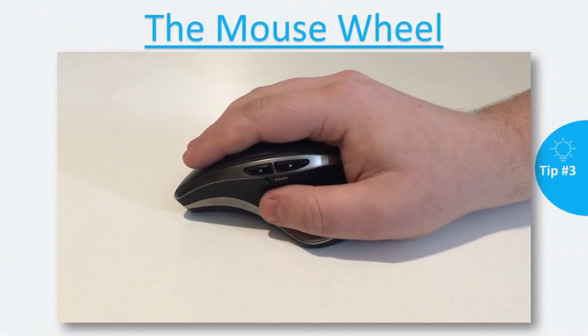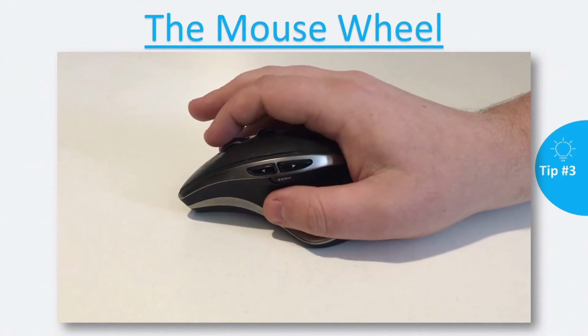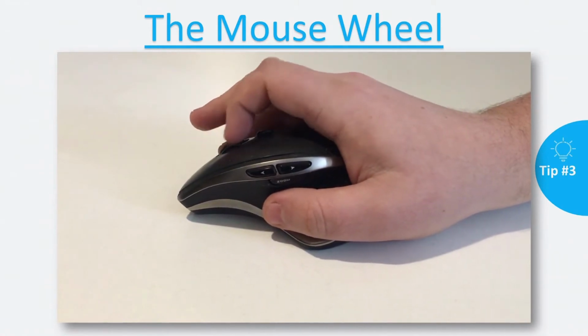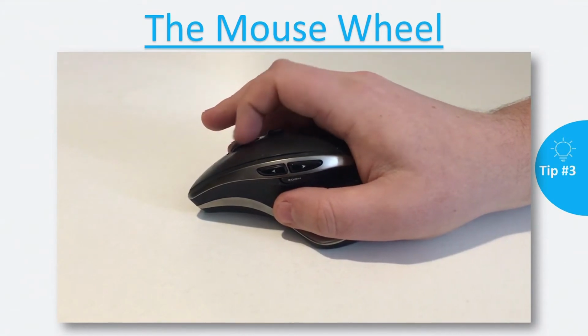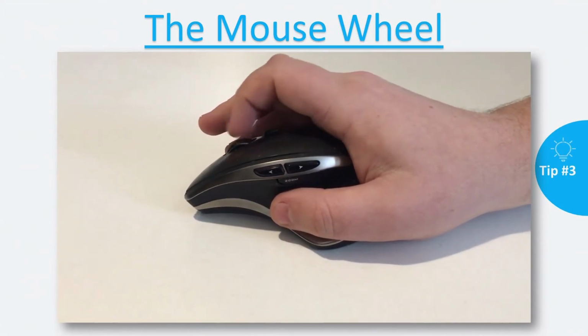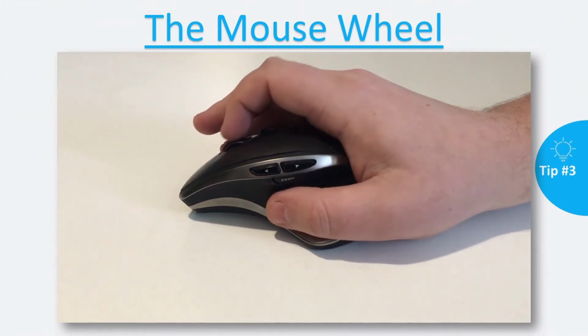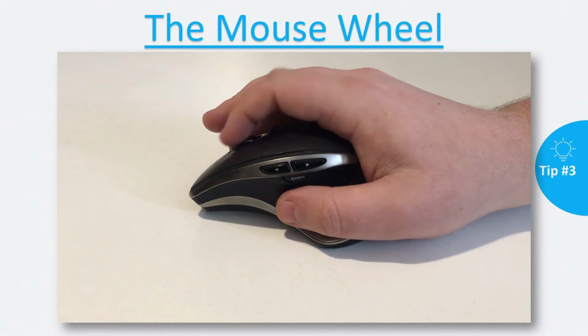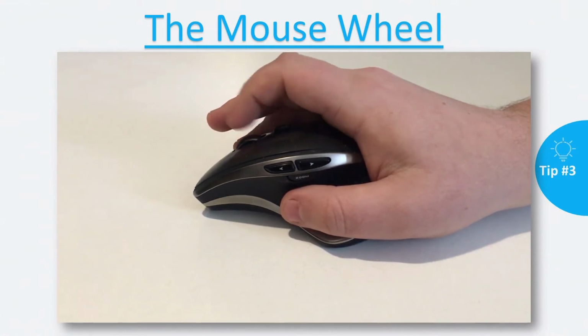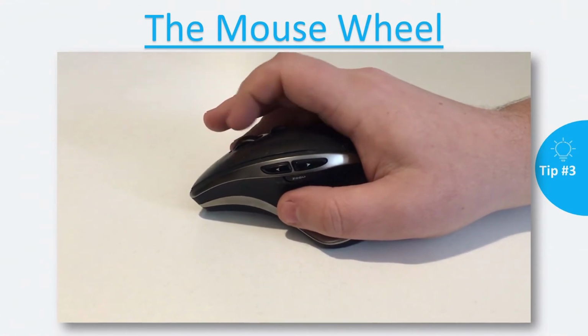Next, we're going to focus on the mouse wheel. The mouse wheel can absolutely be your best friend while navigating around your computer. When you're in a web page, you can use it to scroll up and down the page, or if you're in a Word document with more than one page, you can use it to scroll through the pages on that, simply by rolling the mouse wheel either up or down.